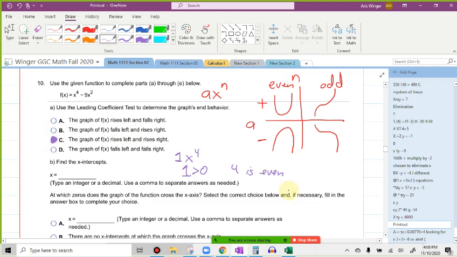Could you explain the part in purple again? I'm just kind of confused. Which one? Just like the 1x to the fourth, one is bigger than. Right. That's right. So thank you for your question.